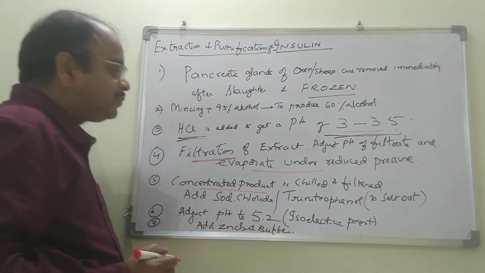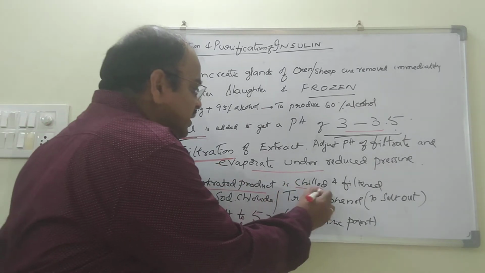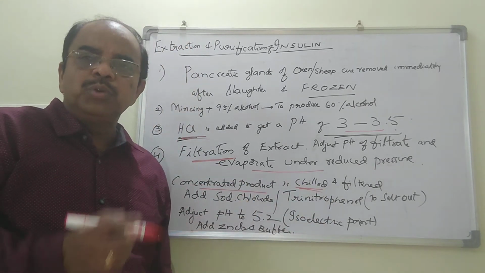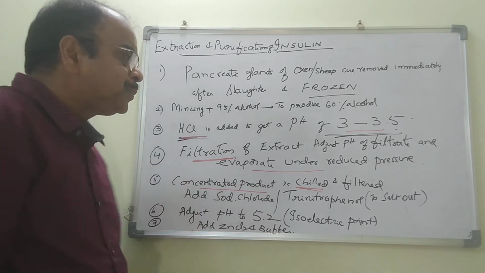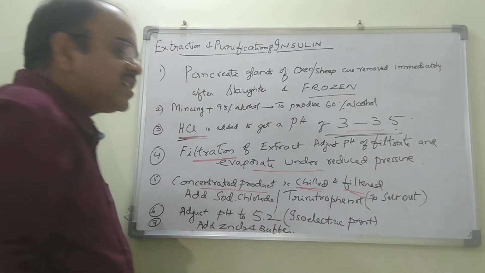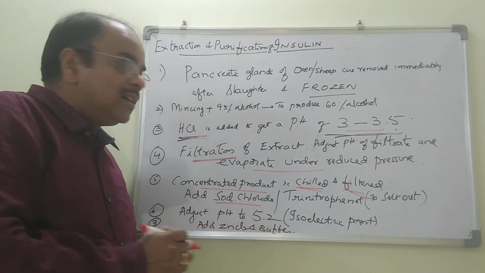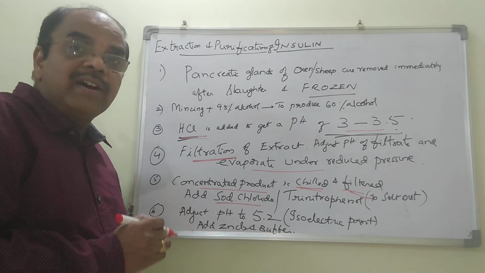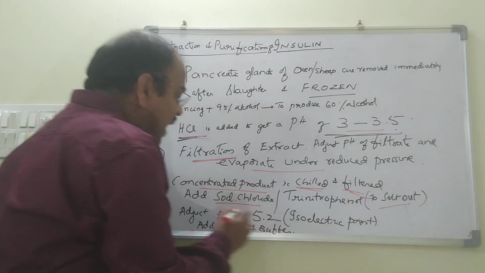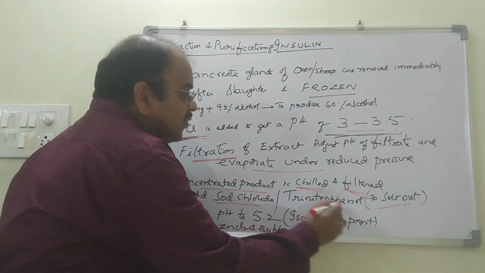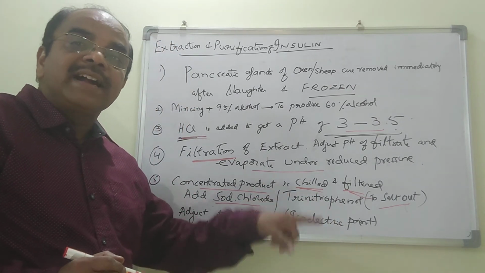Next step, collect the product after this step and proceed for chilling, to precipitate any fatty matter. Then proceed to the filtration of the fatty matter. For salting out the insulin, you add sodium chloride or trinitrophenol. If you are using trinitrophenol, you will get insulin picrate. Insulin picrate is formed here.